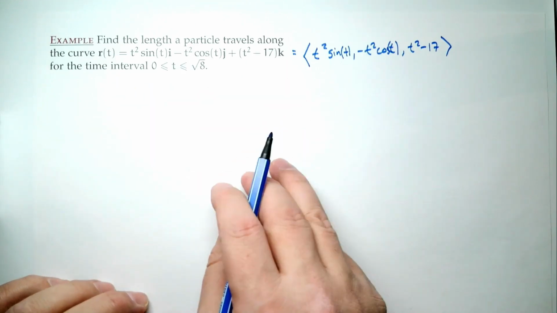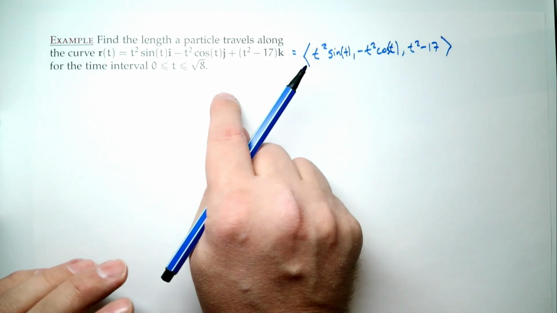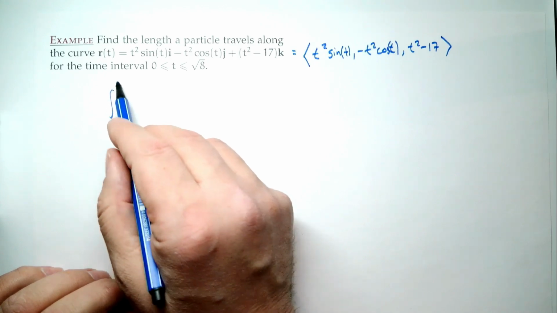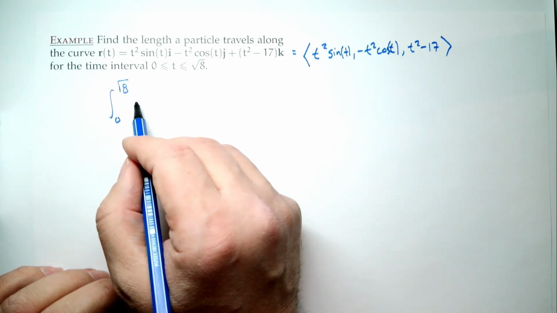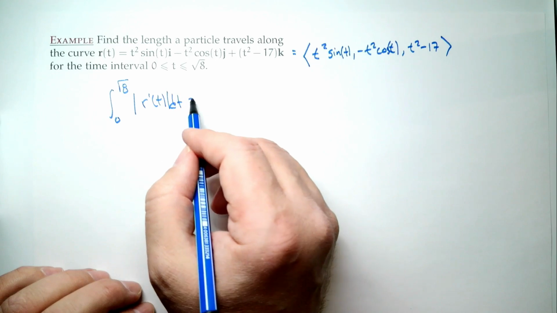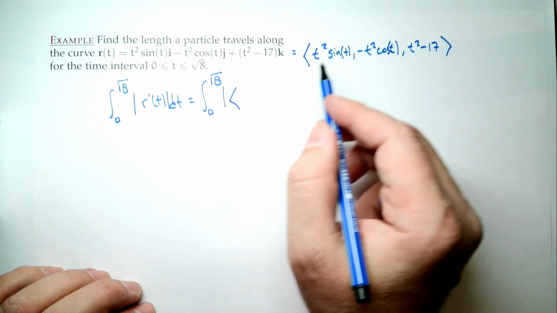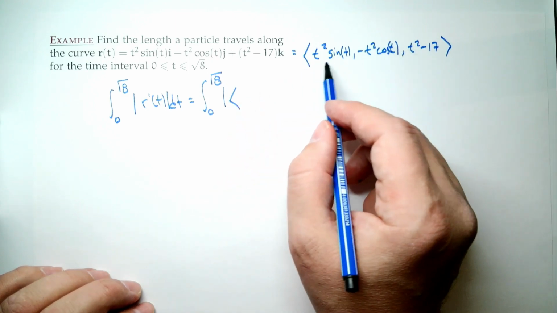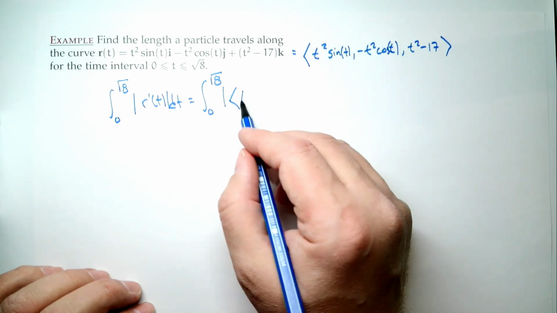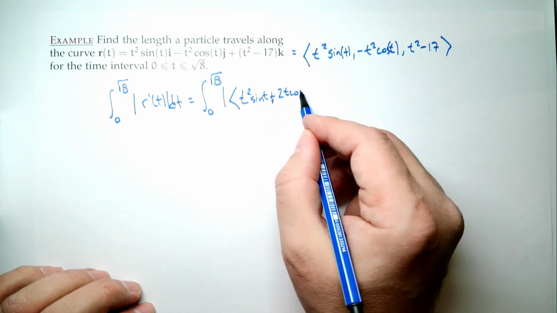Okay, so I have this curve. I want to find how far I go between 0 and root 8. Well, how do we do it? It would be the integral from 0 to root 8 of the magnitude of r prime. That's just the formula, a good place to start. For r prime, what rule do we need to take the derivative here? Product rule. We're going to have to do the product rule in each entry. Really? Yes. Why? Because we can.